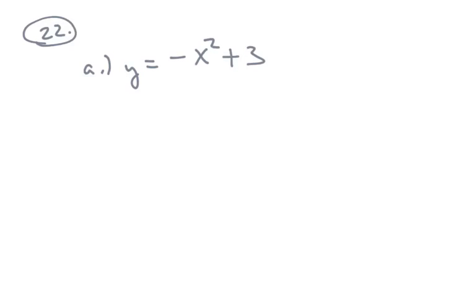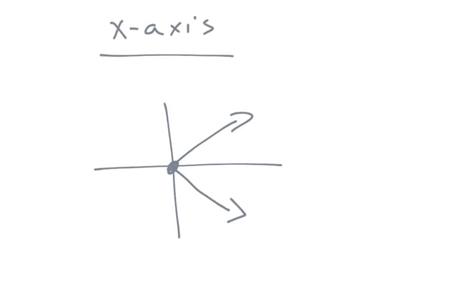Okay, let's look at 22. We're deciding if it's symmetrical with the x-axis, the y-axis, the origin, or none of the above. So let's go over what it means to be symmetrical with the x-axis.